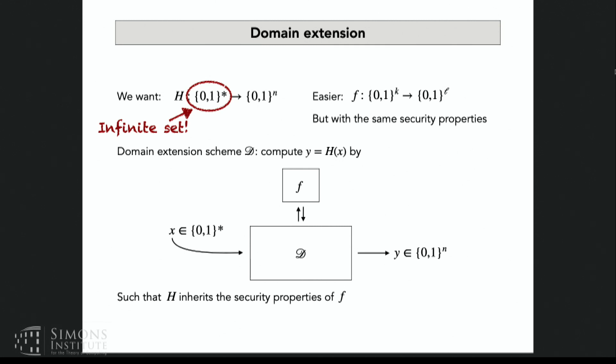So here, a full hash function h is computed by this domain extension scheme D, which is some algorithm that uses a fixed length hash function f as a subroutine to evaluate h on some input x and produce y at the output. And of course, we want to do this in a way such that the full hash function h inherits any security that f might have. Sorry, one more thing I wanted to say is that all practical hash functions that we are using are constructed that way, using a domain extension scheme.